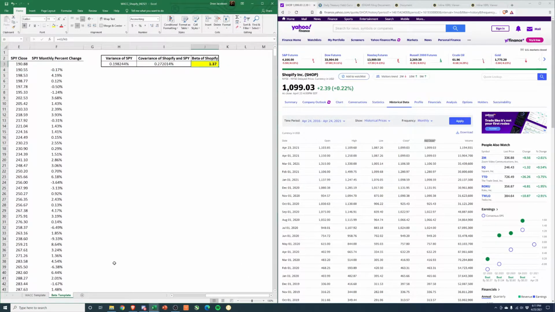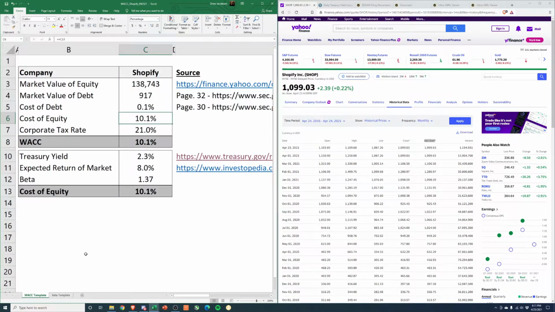So 1.37, and then we'll use CAPM. What that really is, is the risk-free rate plus beta times the expected return on the market less the risk-free rate. That's kind of like the market premium. So here that's 5.7%. So 5.7 times 1.37, and then add back the 2.3. We would expect a 10.1% return on Shopify. And that's based off CAPM, the capital asset pricing model.